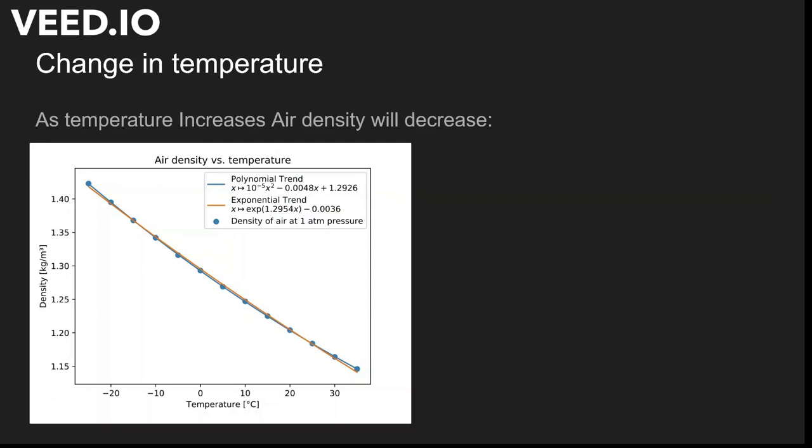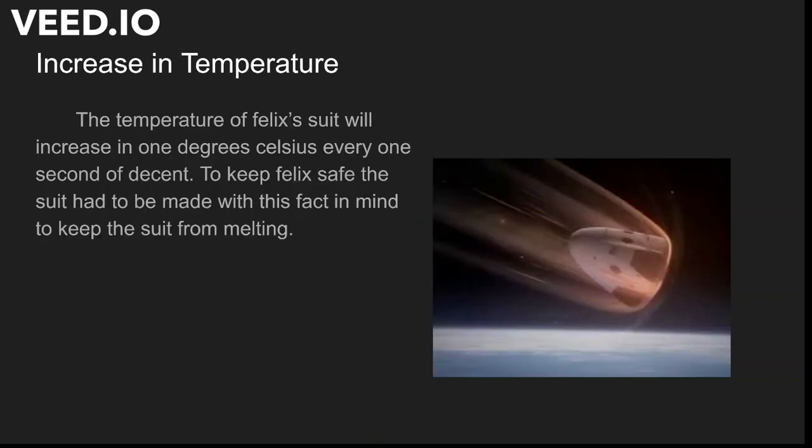And then the change in temperature will increase as air density increases. So as Felix was moving towards the Earth, his temperature was increasing. The temperature of Felix's suit will increase by 1 degree Celsius for every second of descent. To keep Felix safe, the suit had to be made with this in mind.